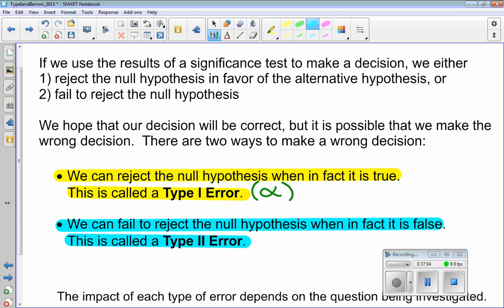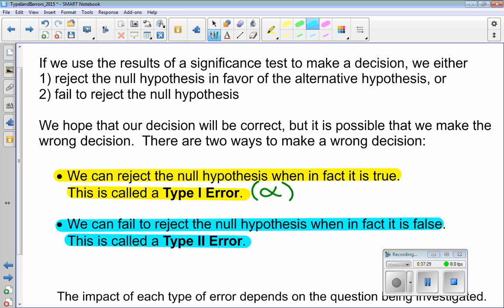So the first error is when I reject something that I shouldn't have. Okay? Just put it on my desk. A type 2 error is a little bit more complicated. A type 2 error is when I don't reject it. I fail to reject it. But it actually was false, and I should have.